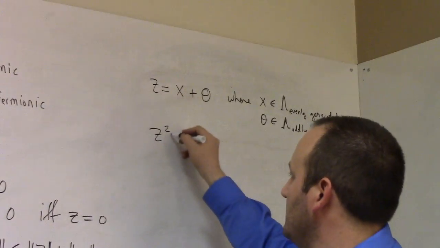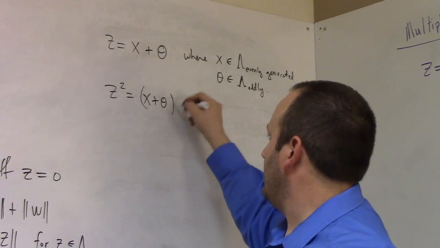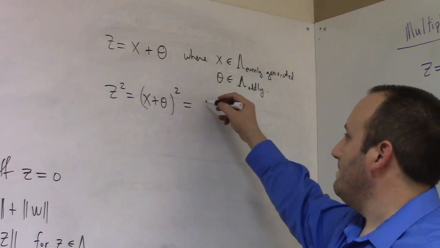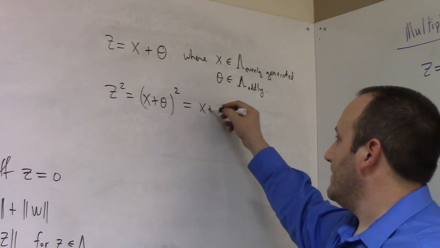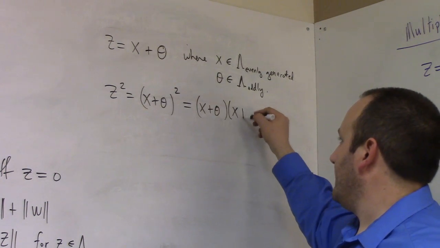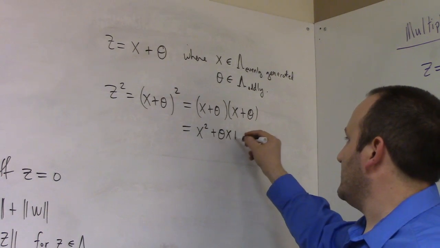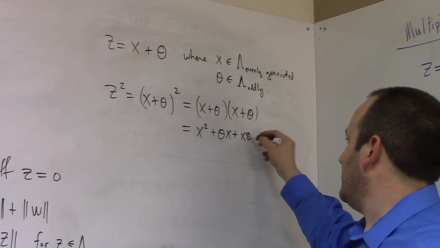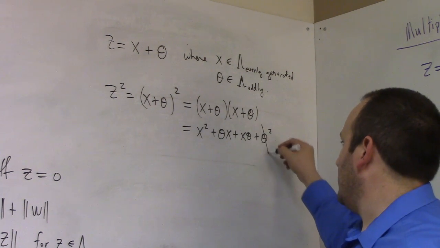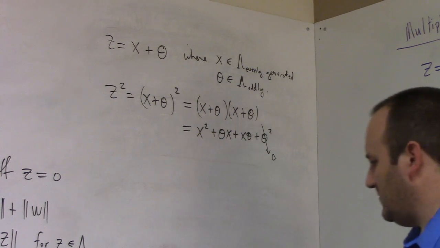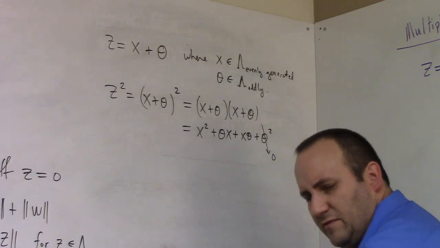Z squared, what is it equal to? This is the trick. So you've got x squared plus 2x theta plus theta x plus x theta plus theta squared. Theta squared is 0, though, because the odd numbers anti-commute with themselves. I will not prove that. To prove it, you could do an explicit calculation with Grassmann generators.